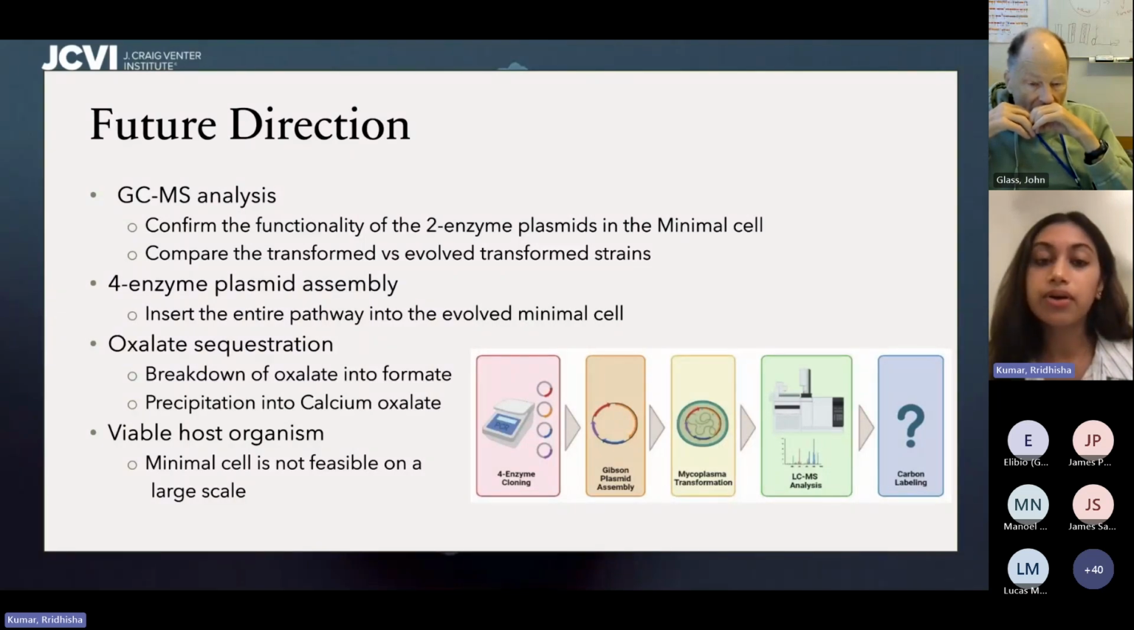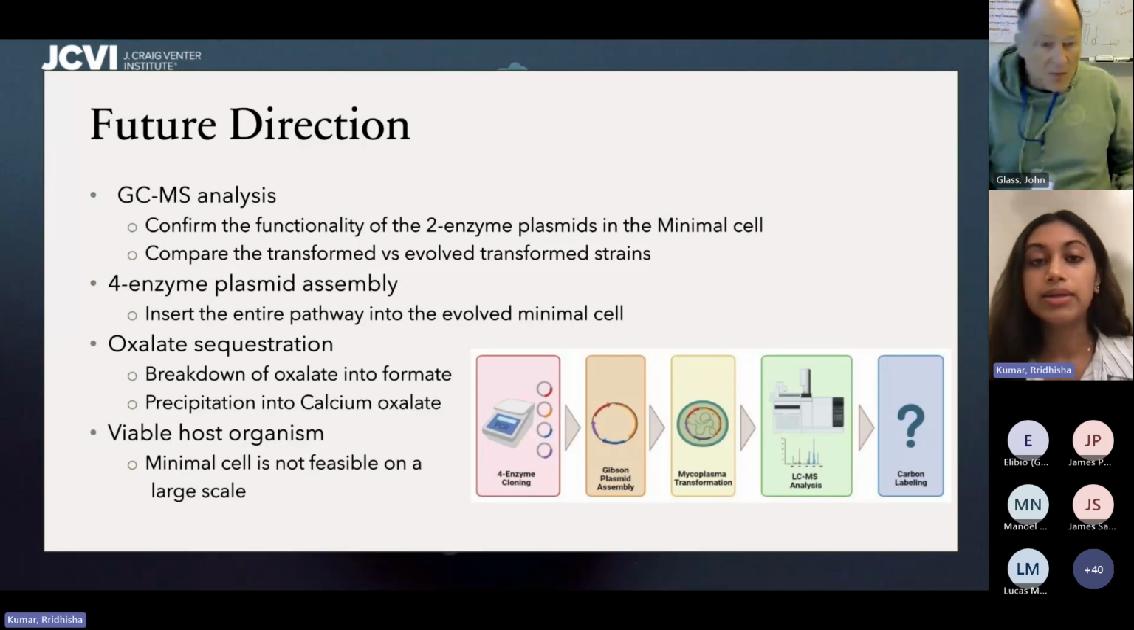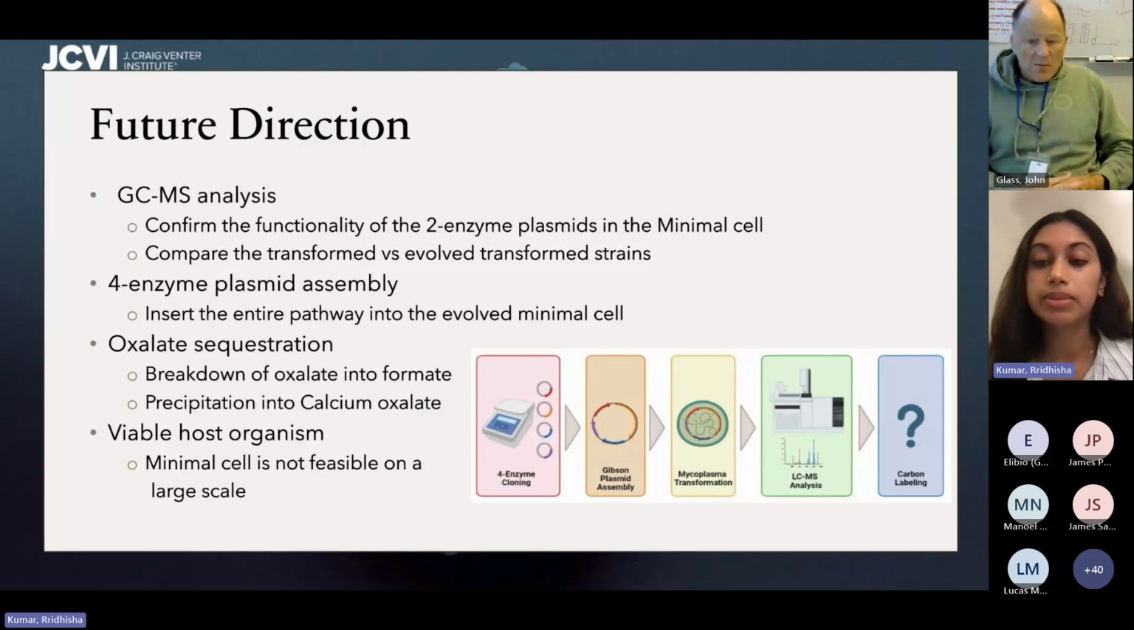We would also have to transform the evolved minimal cell, which grows at 40 degrees Celsius, and run that through GCMS to see if possibly the enzymes are working at a faster rate there, or if temperature is helping us or hindering us. It'd be good to quantify that. And then after looking at that, we would want to put both halves of the pathway together and create our 4 enzyme plasmid assembly. We would then integrate this into the minimal cell, and it would definitely be beneficial to do some sort of carbon labeling where we can follow the carbon molecule in the environment and see if it's actually being integrated into the pathway like we'd hope.